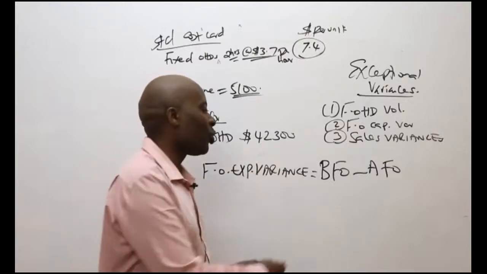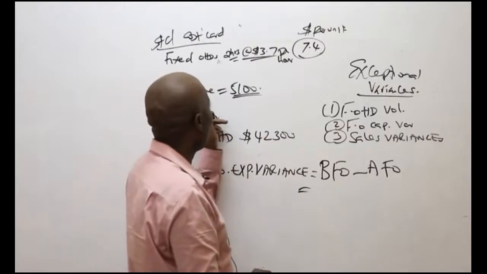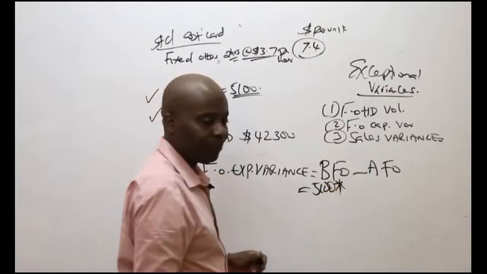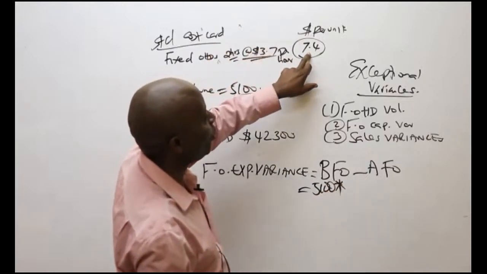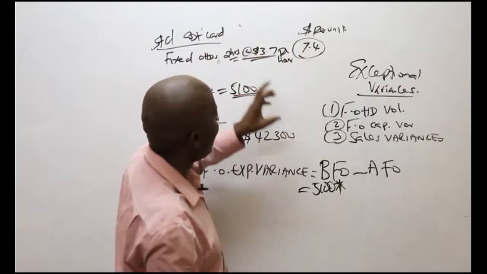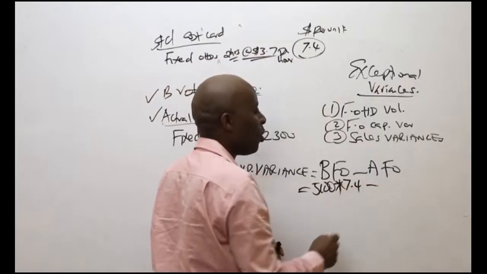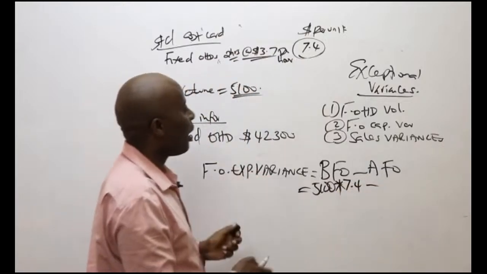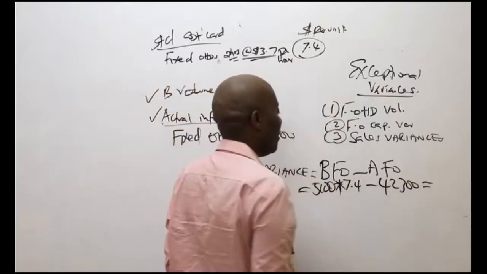So please go to your budget. My budget, I'm budgeting to produce 5,100 units. And in terms of the standard costing, I know that each unit is 7.4. So to get the total budgeted fixed overheads, I'll take 5,000 times 7.4 minus the actual fixed overheads. Actual fixed overheads are 42,300.